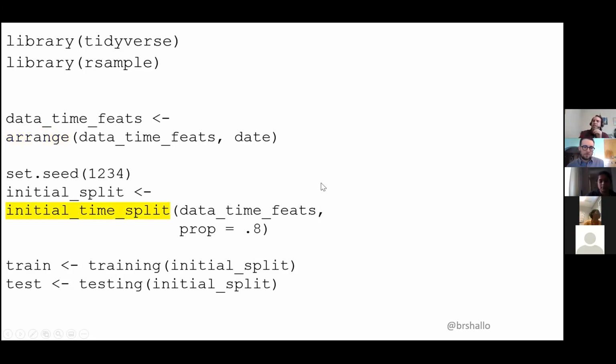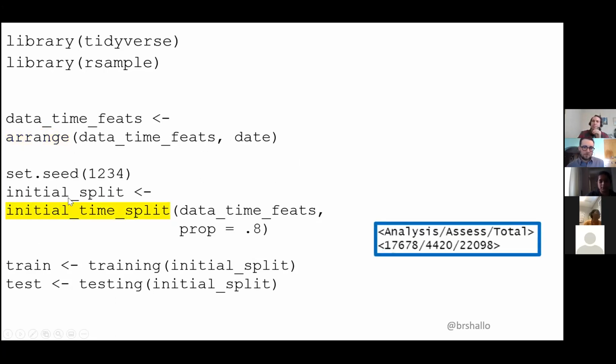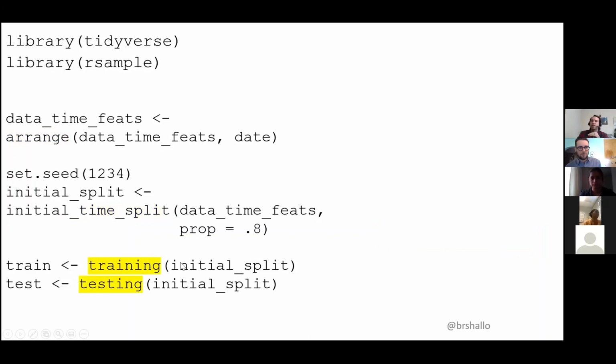If I were to print this initial split object that I'm creating here, it would say here's how many observations are in your analysis/training set, here's how many observations are in your assessment/testing set, and here's the total number of observations. To actually get the data frames from this, I then use the training and testing functions. This creates my train data set, which has those first 80% of observations, and this creates the testing data set, my next 20% of observations. So I'm just making that initial split.